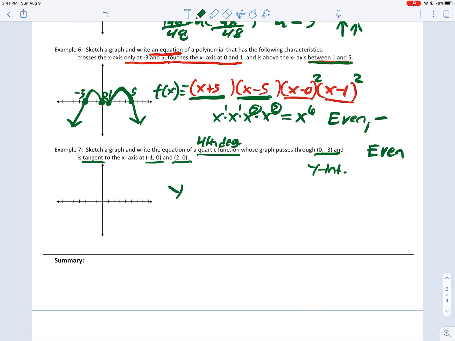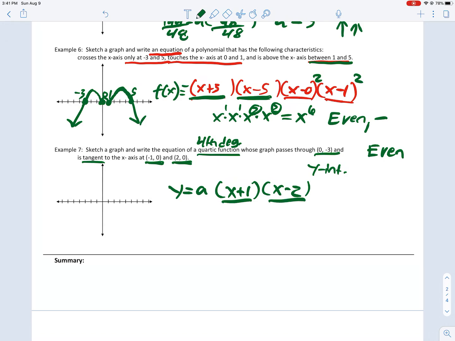Okay, so we have y equals a. We have 2 x-intercepts, so we have 2 factors. Negative 1, 0, so it's x plus 1. 2, 0, so the factor is x minus 2.